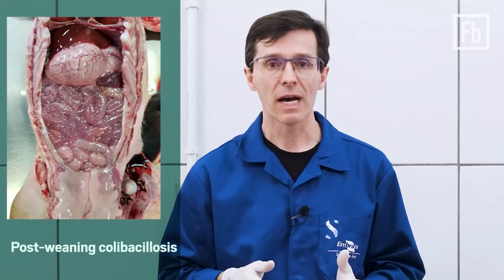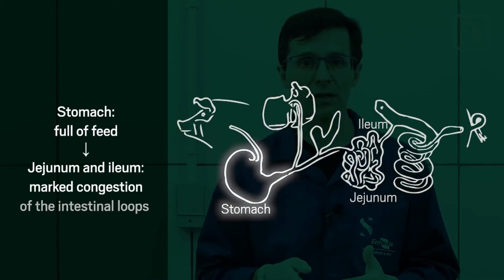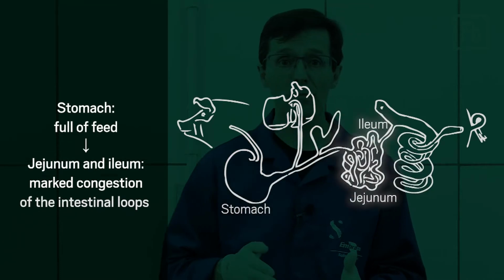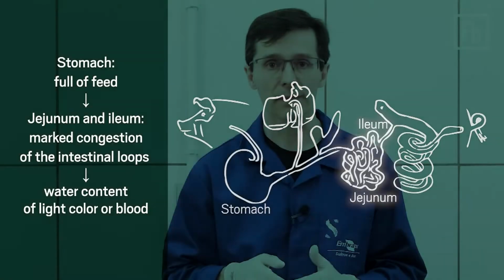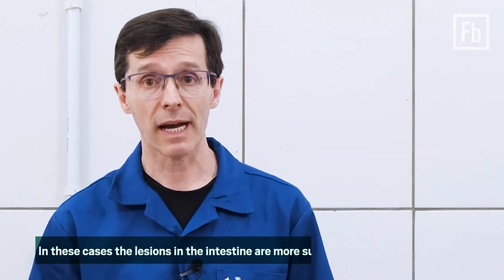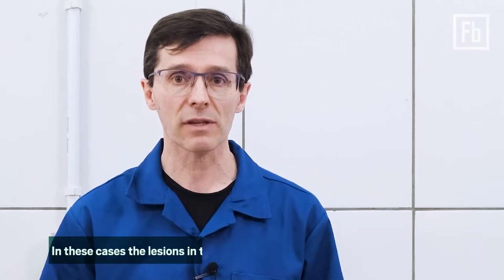In these more acute cases, the necropsy will show a very dehydrated carcass, a stomach full of feed, and marked congestion of the intestinal loops of the jejunum and ileum, which are filled with watery content of clear or slightly bloody coloration. In less severe cases, there is transient yellowish diarrhea of watery to creamy consistency with reduced weight gain and low mortality. In these cases, lesions in the intestine are more subtle, and mild congestion of the intestinal loops may occur. Colibacillosis infections can occur in piglets up to the 90-day age range.